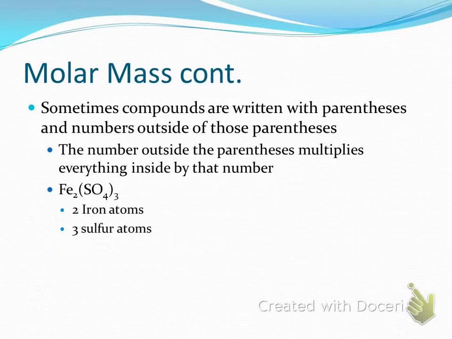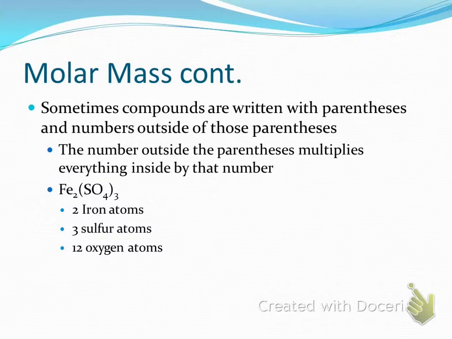Okay, and what about our last oxygen? How many oxygen atoms do we have? 12. We have 12, because that 3 is distributed, it's multiplied by the 4, it's not added. Okay, it is distributed. Okay, so now let's go ahead and calculate molar mass.